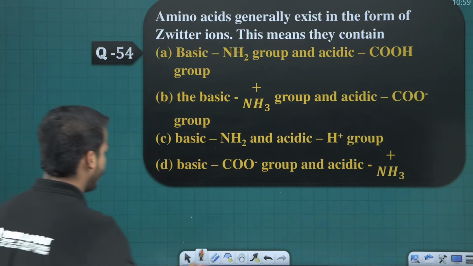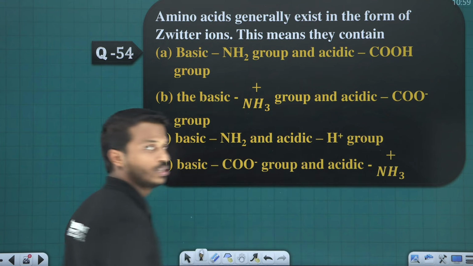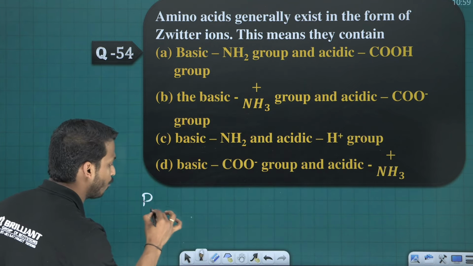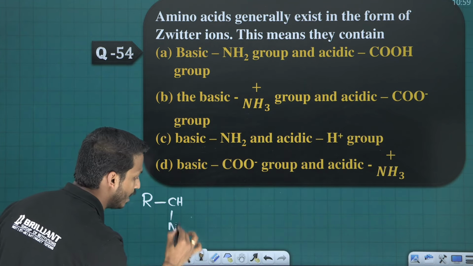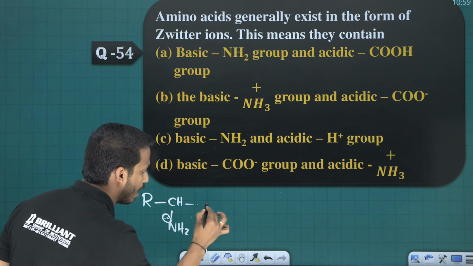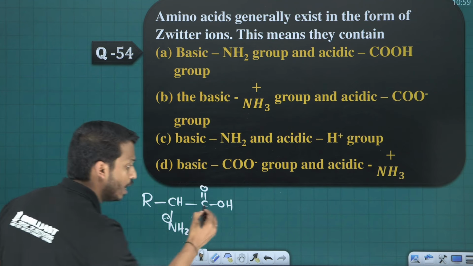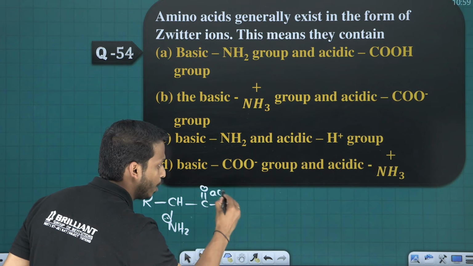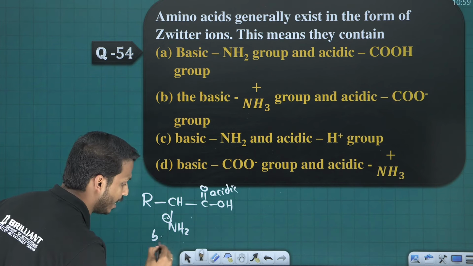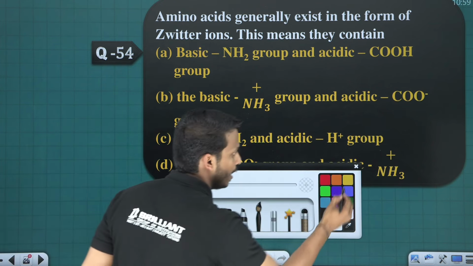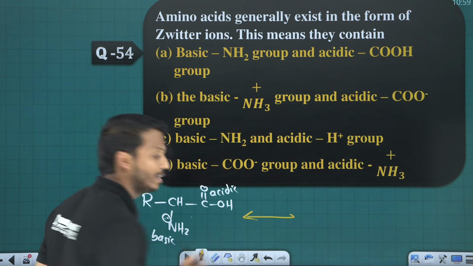Question number 54, the zwitter ion question. Listen carefully. What is the general formula of an amino acid? RCHNH2 and we have COOH. Yes or no? This is our amino acid. Now, this is the acidic group and this is the basic group. Now, let me write the zwitter ion.